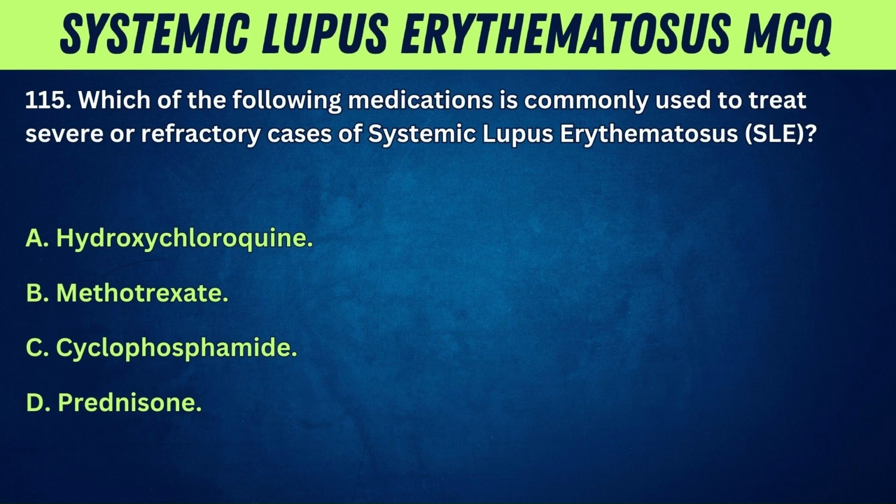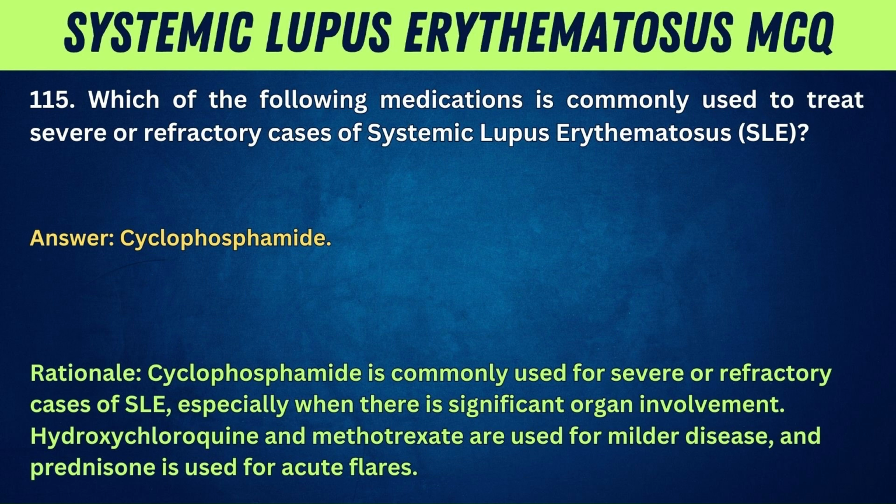115. Which of the following medications is commonly used to treat severe or refractory cases of systemic lupus erythematosus, SLE? A. Hydroxychloroquine. B. Methotrexate. C. Cyclophosphamide. D. Prednisone. Answer: cyclophosphamide. Rationale: cyclophosphamide is commonly used for severe or refractory cases of SLE, especially when there is significant organ involvement. Hydroxychloroquine and methotrexate are used for milder disease, and prednisone is used for acute flares.